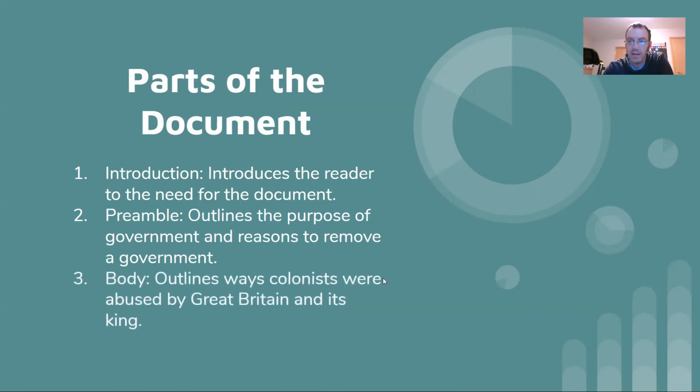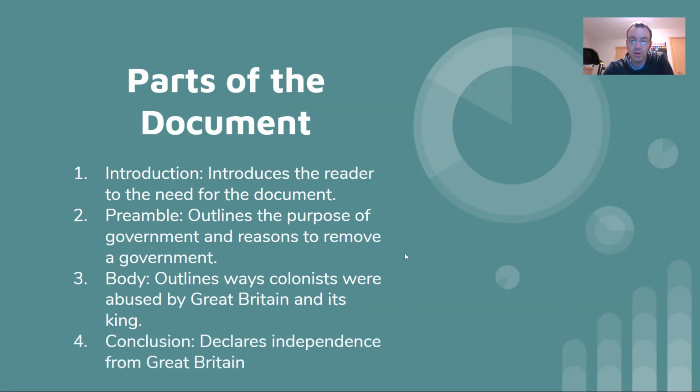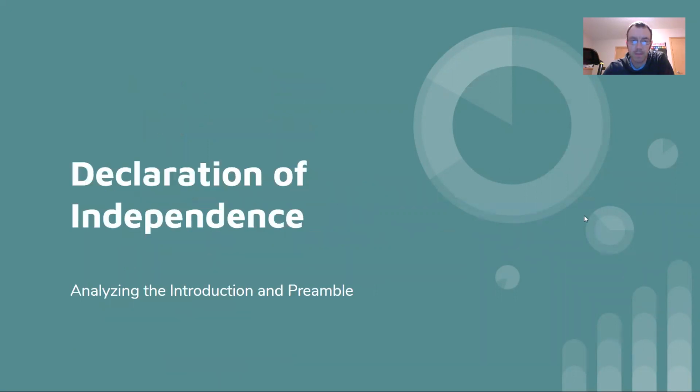The third part, the body, you'll look at later, and this outlines the grievances, the ways that the colonists were abused by Great Britain and its king. And fourth is the conclusion. The conclusion declares independence from Great Britain, and you have the signature of all those founding fathers. So we're going to look at the first two parts, the introduction and the preamble, and we're going to read the original text, and then I'll break it down and translate it so that it makes sense in our modern language today. So here we go.